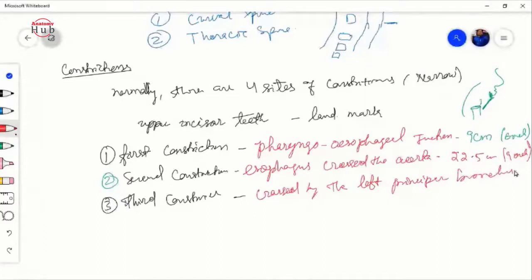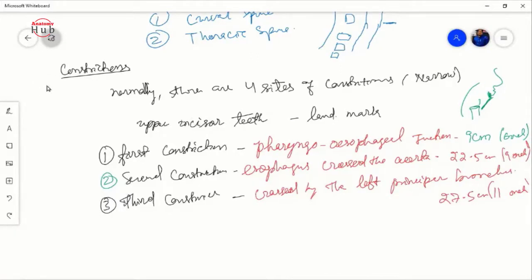Okay, so this is actually at the... how many cm? It is 11 inch. Okay, 11 inch. So what will say it is near about 27.5 cm. Okay, so you just see here.